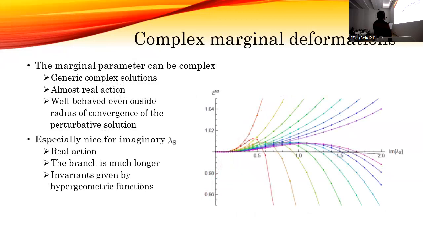And the final thing that I will briefly discuss is complex marginal deformation. What I discussed so far were solutions for a real lambda, but in principle, there is no reason why we can't choose it to be complex. In this case, it won't have an interpretation in the free boson theory, but it would have an interpretation like in the SL(2,1) Wess-Zumino-Witten model, which is a non-unitary theory.